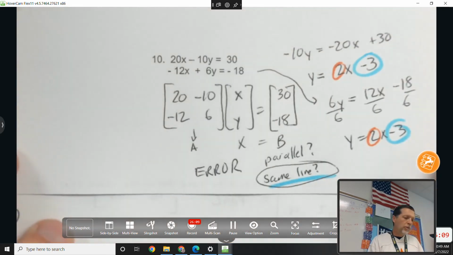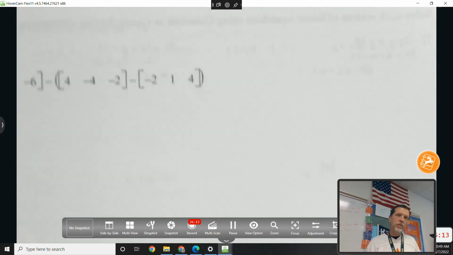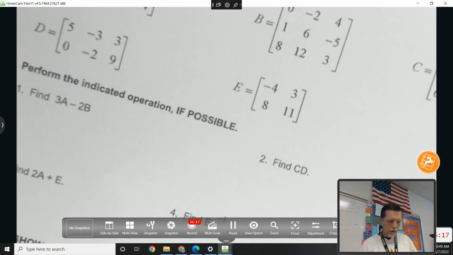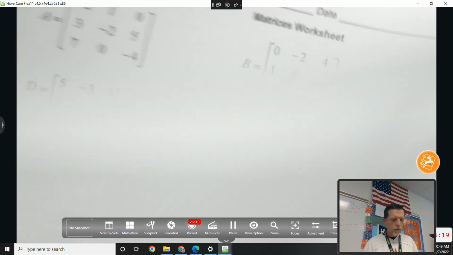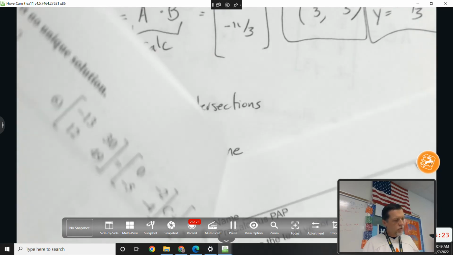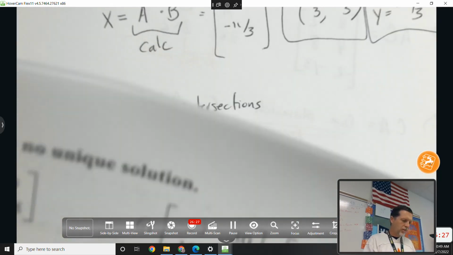All right, you know everything you need to do for worksheet 1 and for worksheet 2. So again, tomorrow I'll work some from worksheet 1. Maybe I'll work some from worksheet 2 just for practice, but there won't be any new notes for tomorrow.